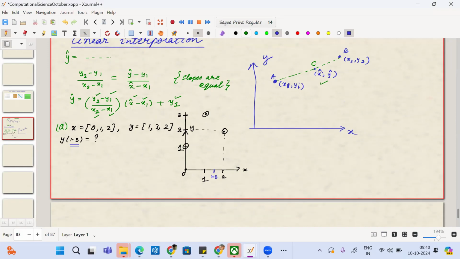Okay, so just estimate what this value is by joining it as a straight line. This is 1 point and this is the second point, and just apply the formula you have. And let me know what is y at 1.5. After that, we'll see that in Python.